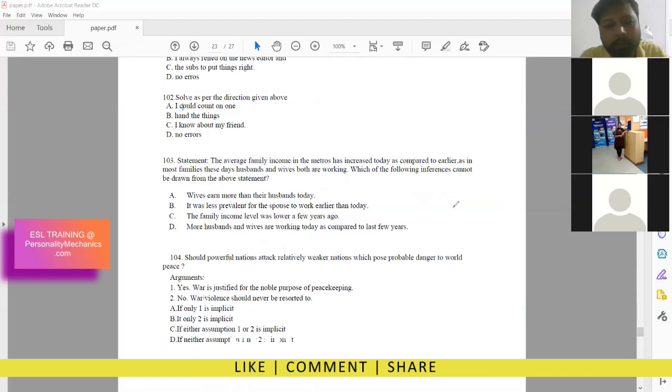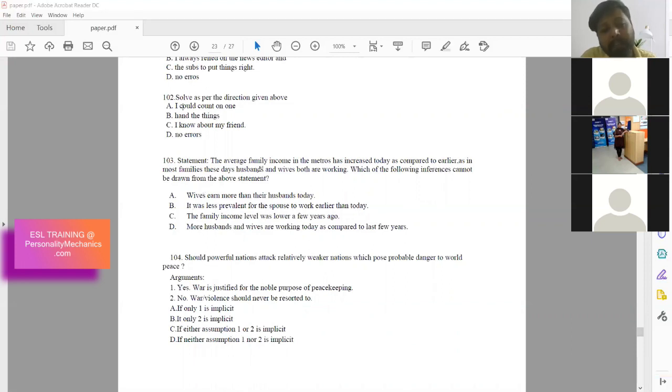That's better. So nowhere in these statements have we ever said that it was the wives that are earning more than the husbands. So that is not even an understanding. Earning has not even been the point of discussion here. Although yes, one implicit idea I can understand from this statement is that it was less prevalent for a spouse to work earlier than today.